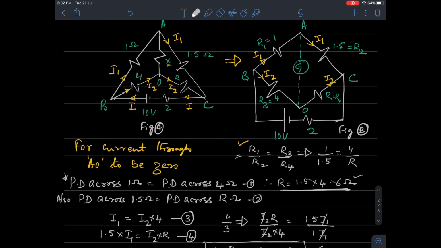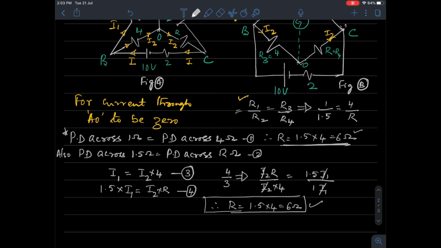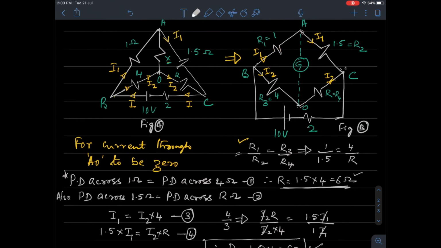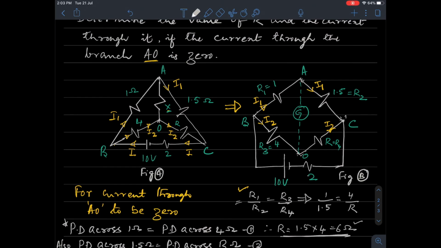For it to be 0, node A and node O should be at the same potential. For that to happen, the potential drop across AB should be equal to the potential drop across BO, and the potential difference across A and C should be equal to the potential difference across C and O. That is what we have written as equation 1 and 2. On substitution, we get this much. Alright, this is done.